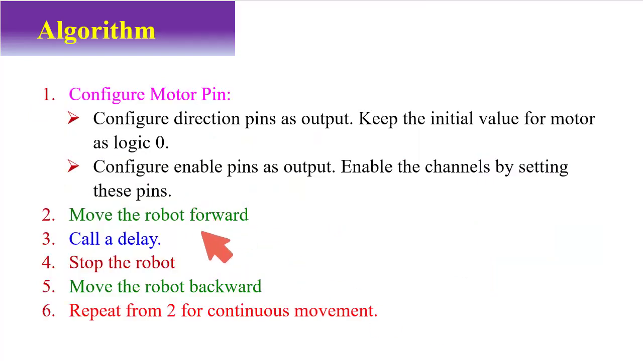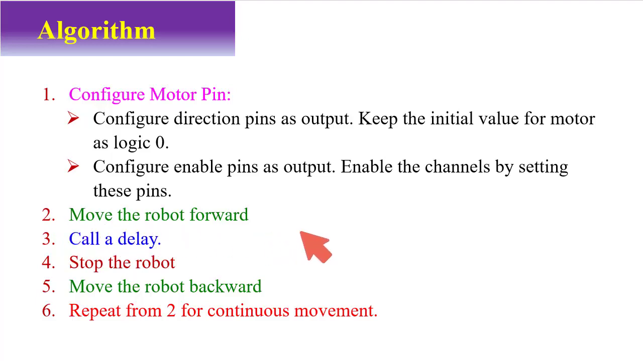Next, as per our requirement, say we will move the robot in the forward direction. Next we will call a delay, during which the robot will move forward. Then we must stop the robot before changing the direction. After stopping, we will move the robot in the backward direction. If we want to continue, then we will start from step 2 again and we will use a while loop for continuous operation.